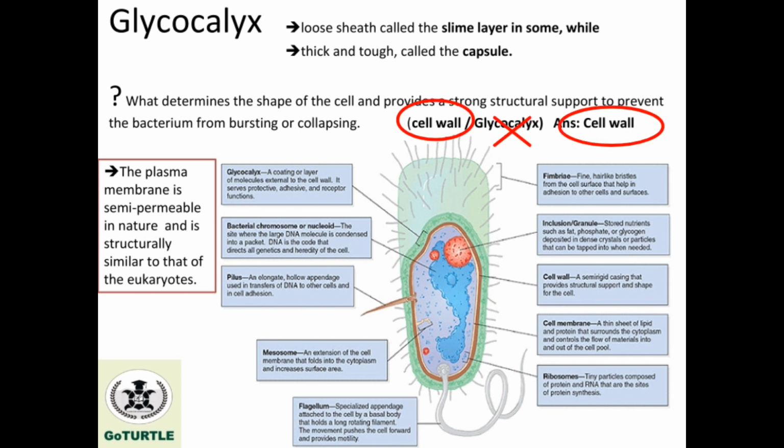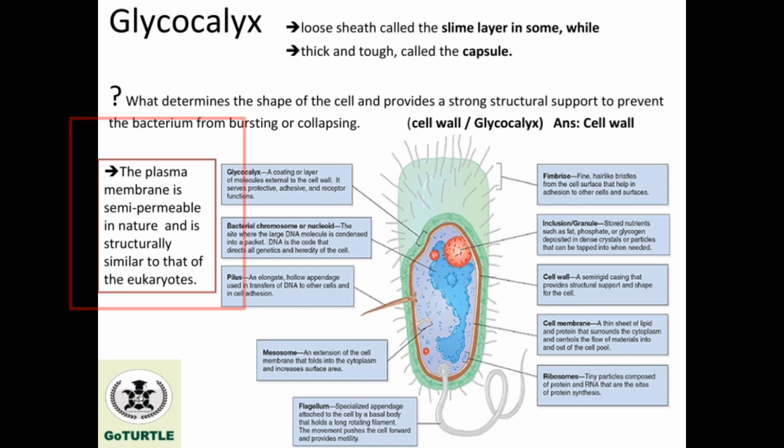So in NCERT, next to glycocalyx, that is the middle layer of the cell envelope, is the cell wall. A cell wall which is a semi-rigid casing that provides structural support and shape for the cell. So the next part of the cell envelope, the innermost part which touches the cytoplasmic area of the prokaryotic cell, is the plasma membrane, which is very similar, यानी वो बहुत मिलता जुलता है structurally with the eukaryotic model of cell membrane. That is, it is semi-permeable in nature.